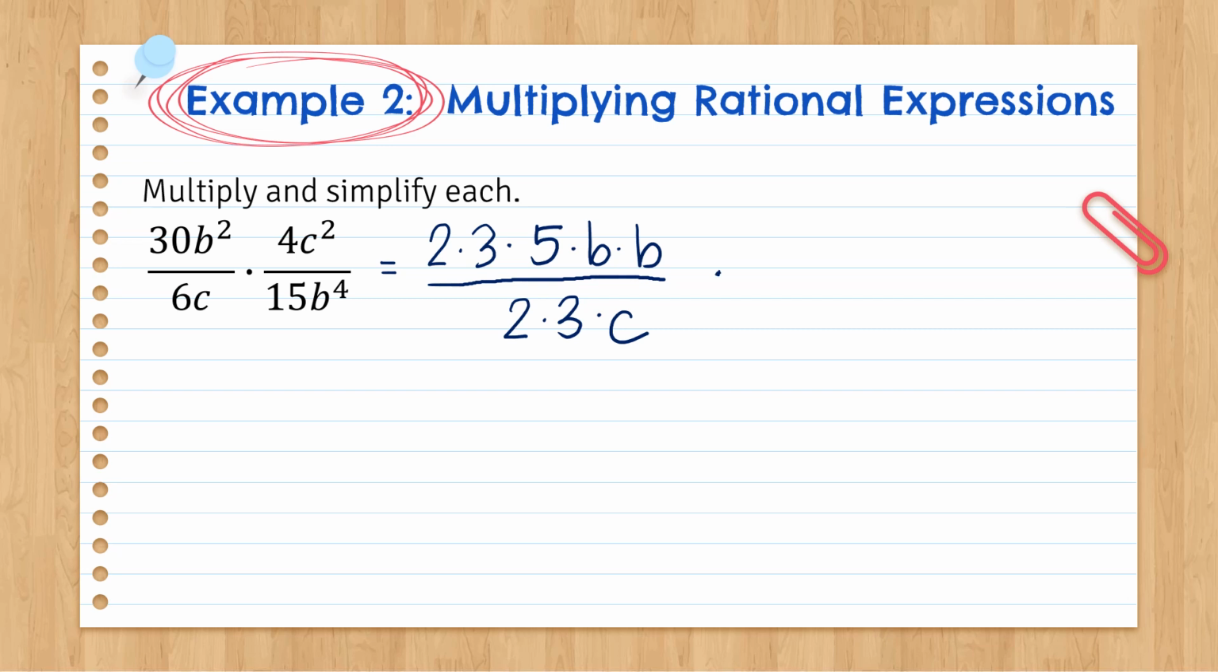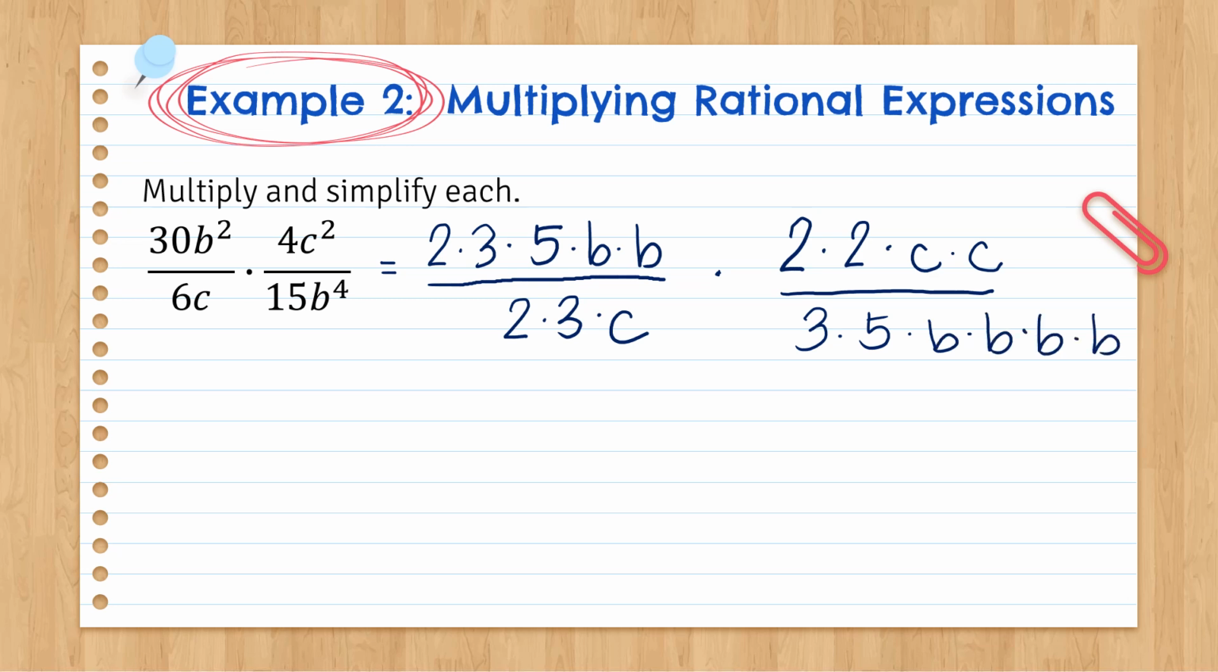And then for the other factor, we have 4c squared. So 4 can be written as 2 times 2. C squared is c times c. For 15b to the 4th, we may write it as 3 times 5 times b times b times b times b. Or as I said earlier, you can use the quotient rule: you simply subtract the exponents.